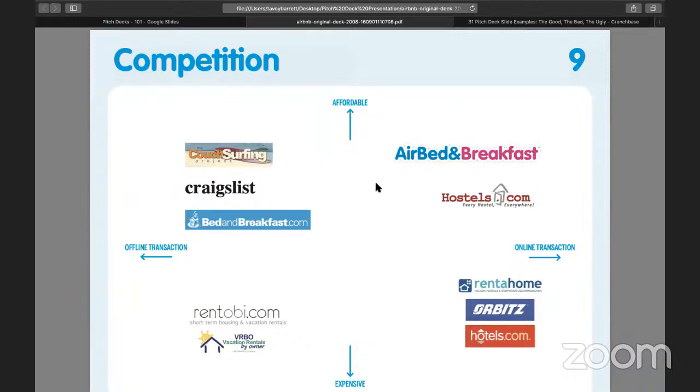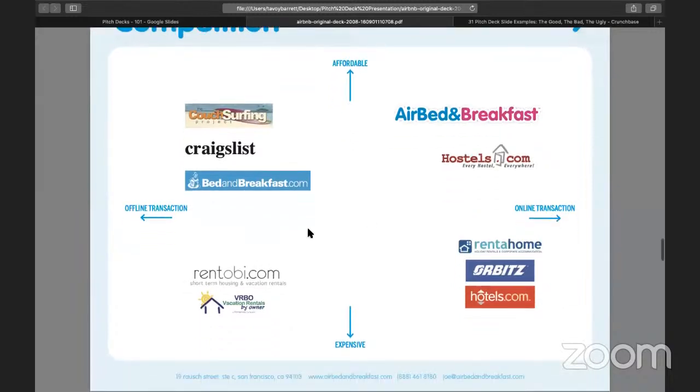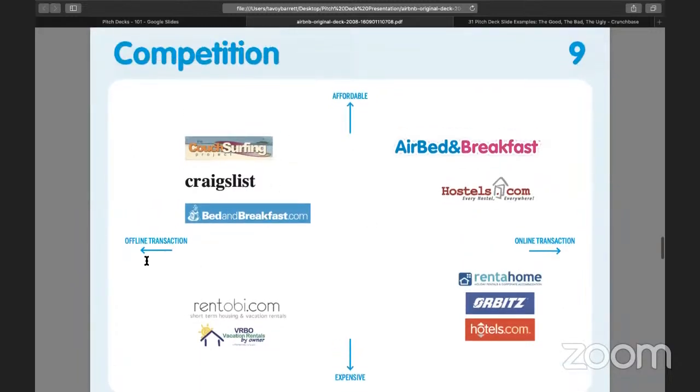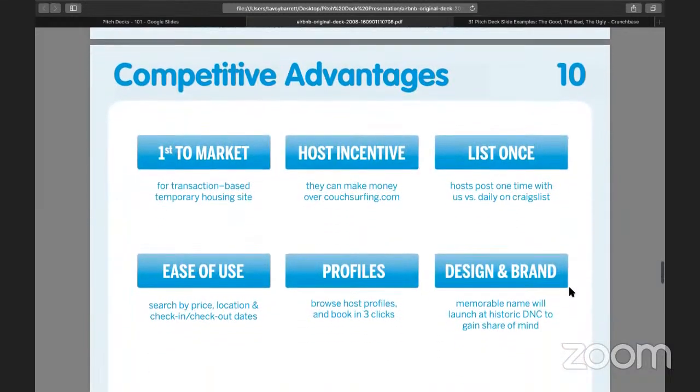So where Airbnb comes in now is that it's affordable, but it's also online. And their direct competition here would be hostels.com, because they are also affordable and online. Of course, the persons who are offline would be indirect competition. These are direct competition, but not so direct, for want of a better term.